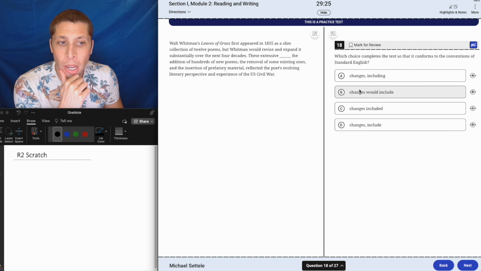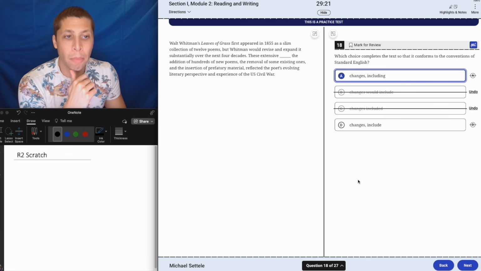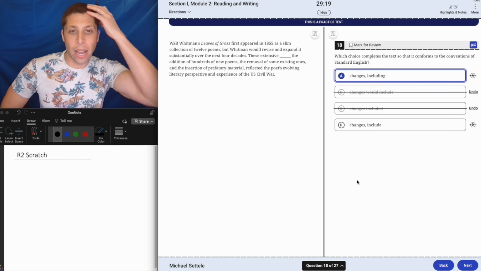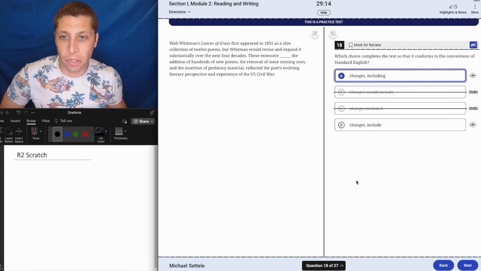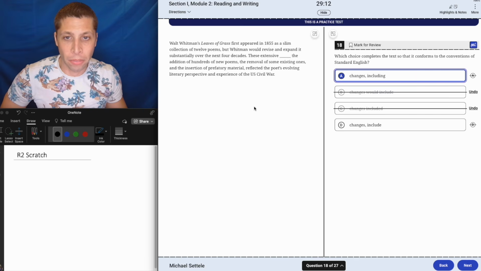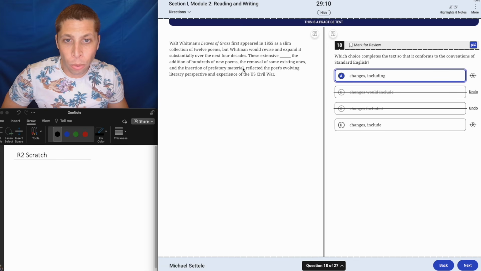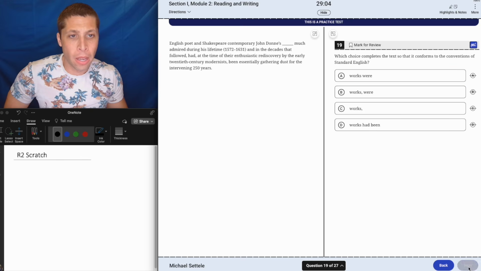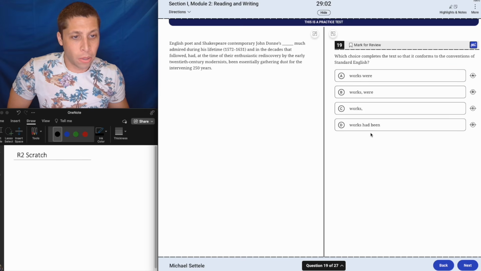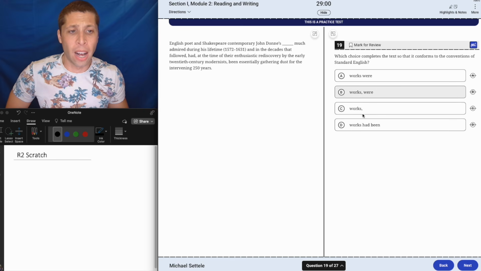So we need the comma because we need to separate that out. These extensive changes, including the addition of hundreds of new poems, the removal of some existing ones, and the insertion of prefatory material, that whole thing is an extra clause. Yeah, tough one too. I think I've seen this question though before.